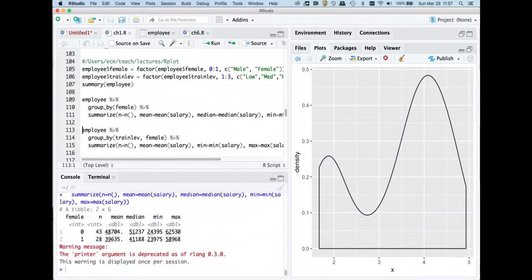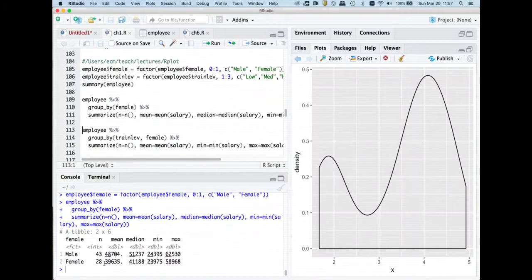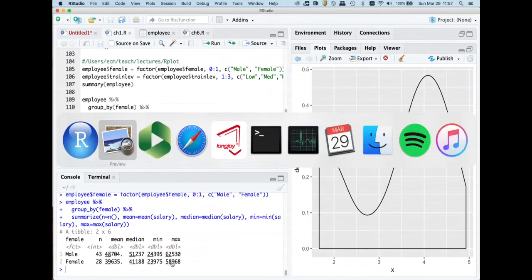What you'll see is that now I have two values of female. In fact, I'm going to put some levels on this. I'm going to assign the values male and female. I did this in the course packet as well. Let's rerun this. What you're going to see now is we have 28 females, 43 males, and we can compare their salaries, their medians, the mins, the maxes, and you could add to this. We could do standard deviations, whatever you want. All the single number summaries that we've covered can be computed here in dplyr.